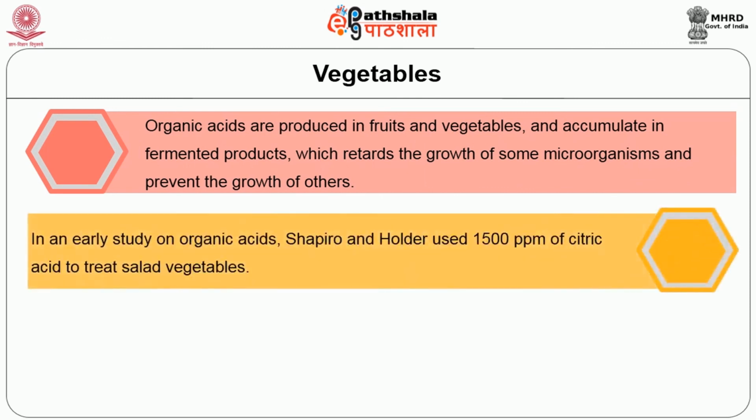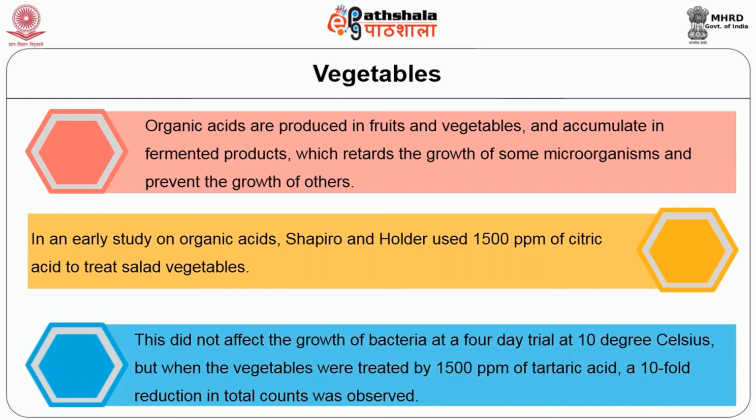In an early study on organic acids, Shapiro and Holder used 1500 ppm of citric acid to treat salad vegetables. This did not affect the growth of bacteria in a 4-day trial at 10 degrees Celsius, but when the vegetables were treated with 1500 ppm of tartaric acid, a 10-fold reduction in total count was observed. Let us summarize this. The use of organic acid, especially lactic acid, reduces bacterial count on the meat surface layer, thereby giving it a long shelf life.